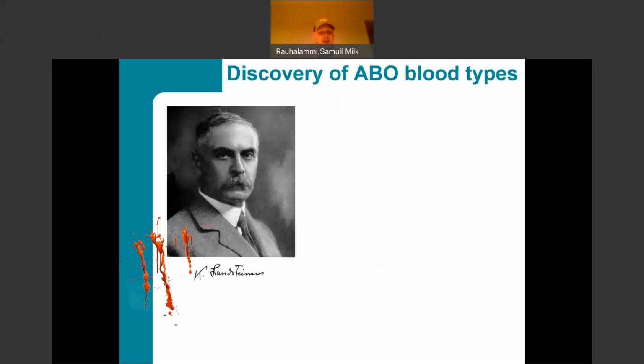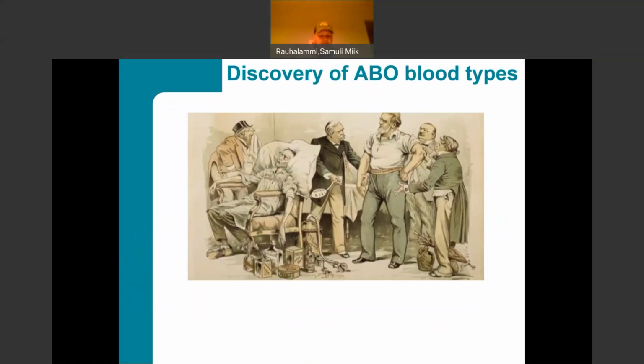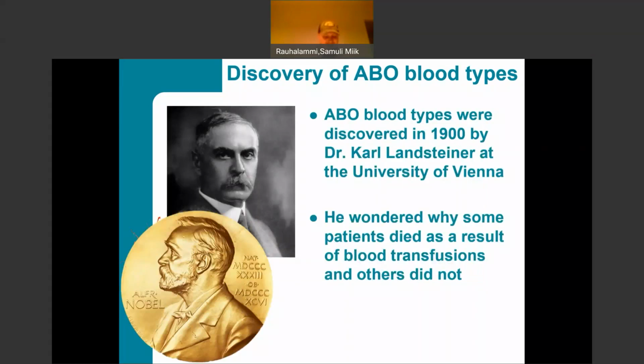Before going to that, let's have a look at a little bit of the history. Blood groups were discovered sometime in 1900 by a gentleman called Karl Landsteiner. What he noticed in his work was that some people were saved by blood transfusions, while some people died when they received a blood transfusion. So he was really curious and wondering about that. And I think that's a good question. Actually, that good question won him a Nobel Prize in the 1930s.